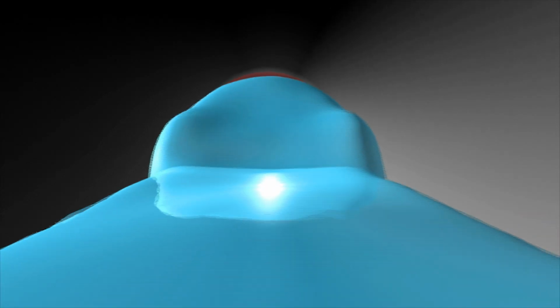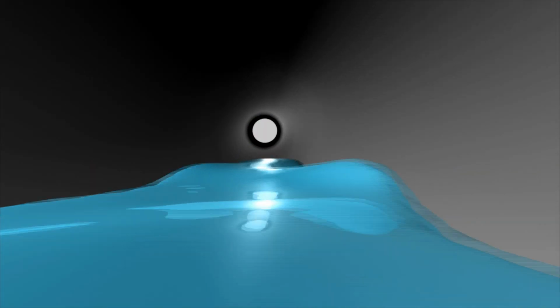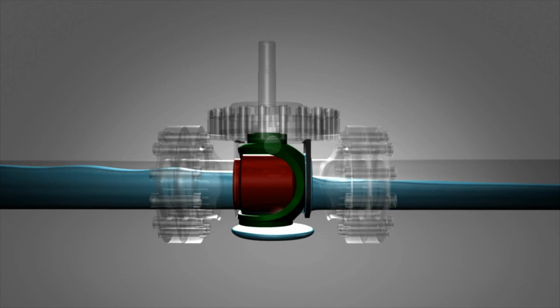Unlike other brands, the seat is not visible when looking down the pipe. The ingenious HCV design positions the seat to keep it protected as fluid moves through.